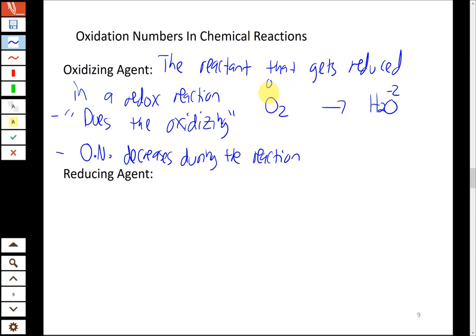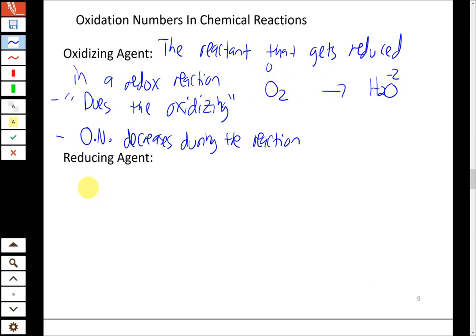I'm not writing it out in full. Okay, so it's the one that has its oxidation number decreasing during the reaction between the reactant and the product side. And we would call the oxidizing agent the entire ion or compound that includes that element that's being reduced. So it's the entire species, as we'll see later on. All right. And then the next one is that a reducing agent is the opposite. So this is going to be the reactant that gets oxidized during a redox reaction.